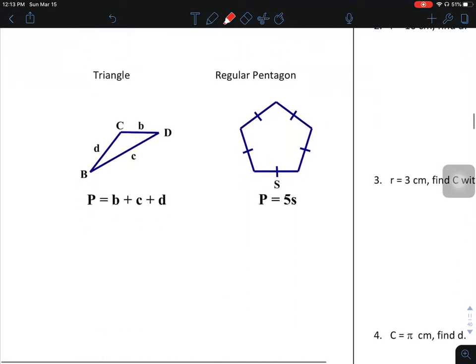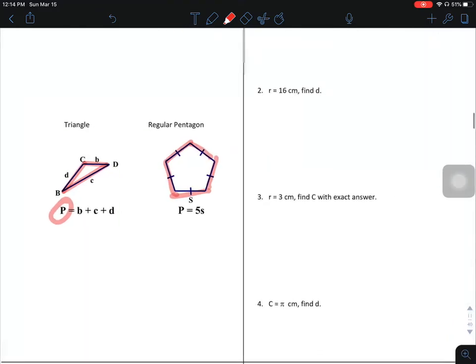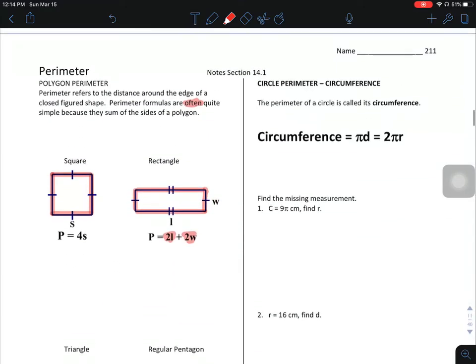If you have a triangle and you want to find the perimeter, you add up the lengths of all the sides. So here we have sides B, C, and D, so the perimeter P is adding those up. If you have a regular polygon, it's just the number of sides times the length of a side. Here's an example of a regular pentagon. Each side's the same, so you can add S together 5 times, or you can do the shortcut, which is 5 times S. Those you're not going to have trouble with.